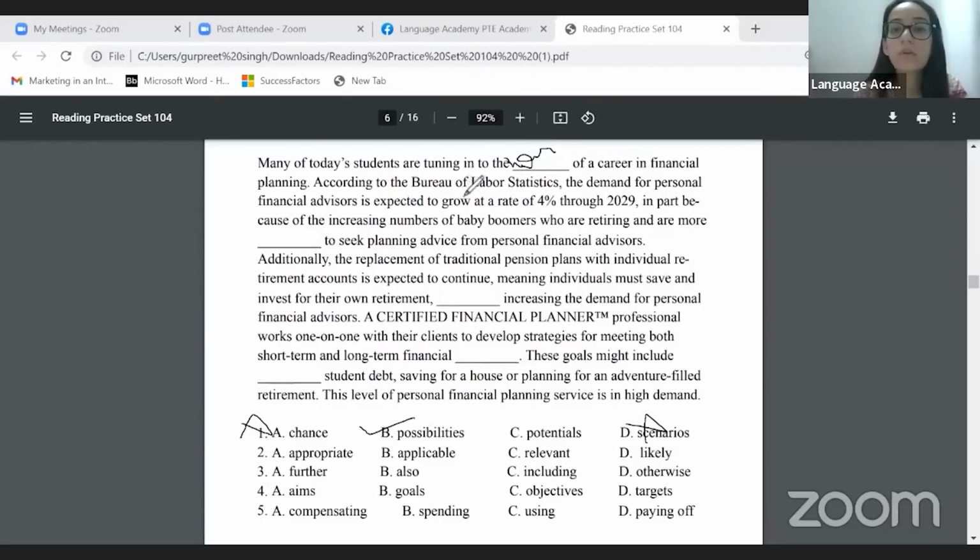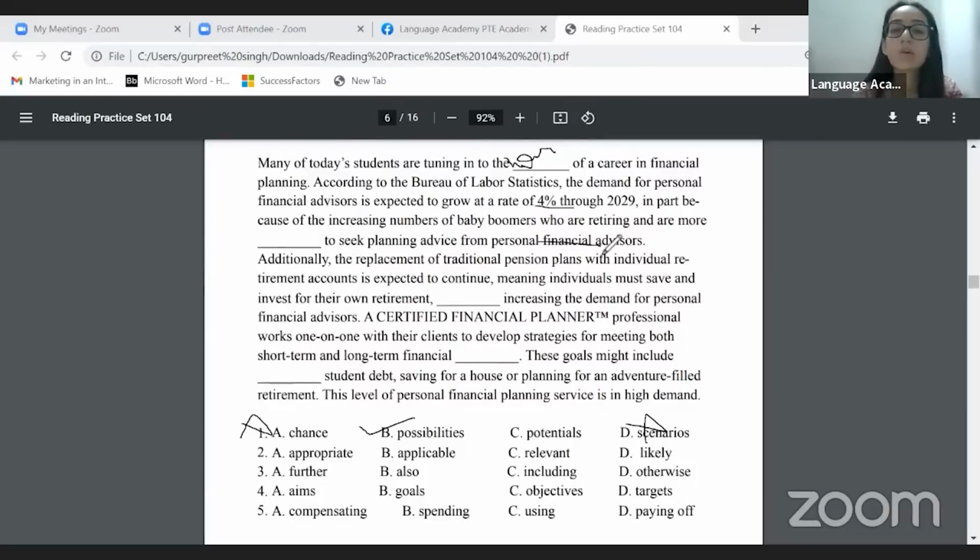Then they say, according to the Bureau of Labor Statistics, the demand for personal financial advisors is expected to grow at a rate of 4% through 2029, in part because of the increasing numbers of baby boomers who are retiring and are more dashed to seek planning advice from personal financial advisors. So we are talking about, even if you don't understand what is the meaning of baby boomers here, increasing number of dash who are retiring. So obviously people, because retiring is people only. Number of people are retiring and they are more dash to seek advice from personal financial advisors.